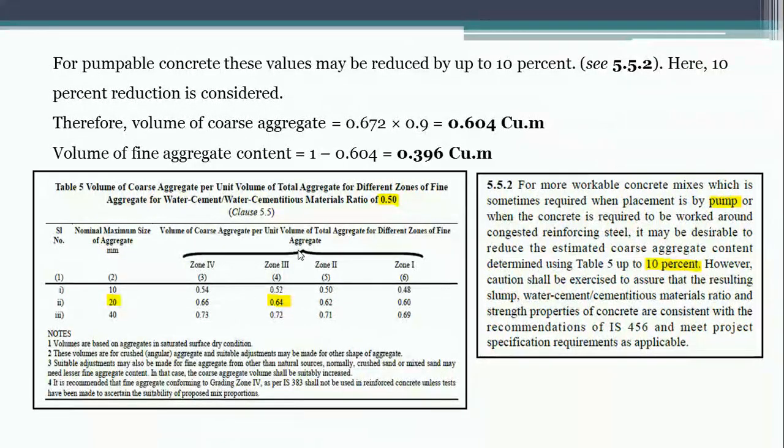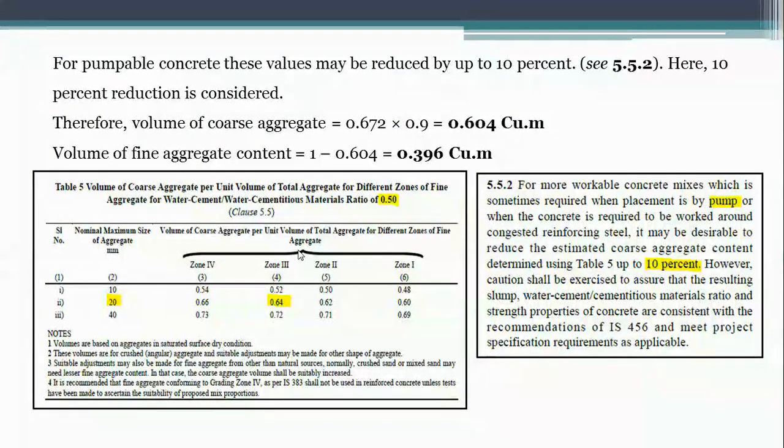Now, in the data, the method of placing is given as pumping. If the method of placing is by pumping, then you have to reduce the volume of coarse aggregate by 10%. I have highlighted it in the picture, you can see there. If you are placing by pump, you have to decrease the coarse aggregate content by 10%. If the method of placing is not by pumping, there is no need of doing this step. Only if it is done by pumping, you have to do this step.